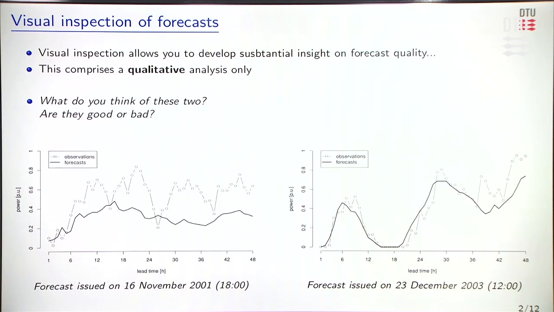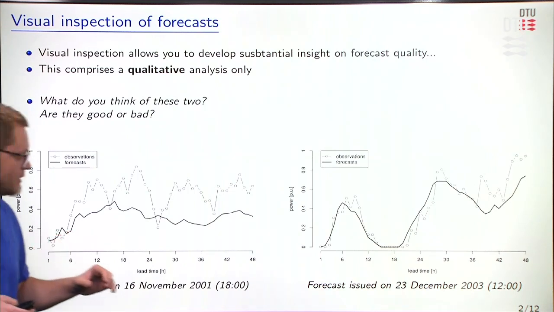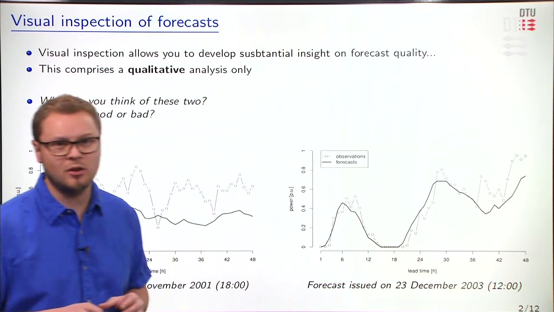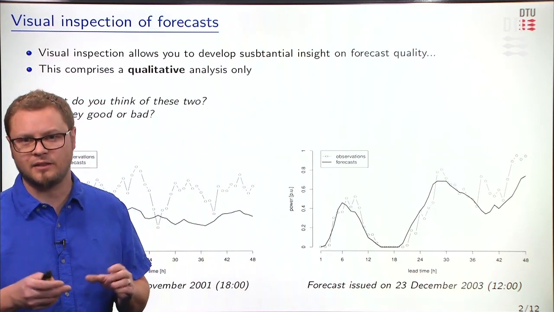Obviously, this is a qualitative analysis only, but still, you can derive a lot of very nice insight about forecast quality. For instance, what do you think about these two forecasts? Are they good or are they bad? These two forecasts I refer to are for the same test case, the same wind power portfolio, but for two different dates. On the left, you have a forecast issued on the 16th of November 2001 at 6 in the afternoon. And then on the right, you have a forecast issued on the 23rd of December 2003 at noon.